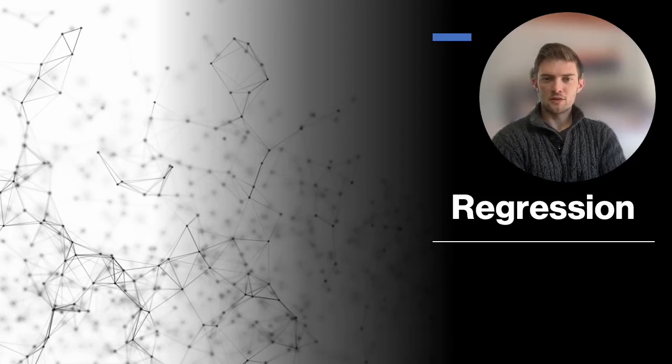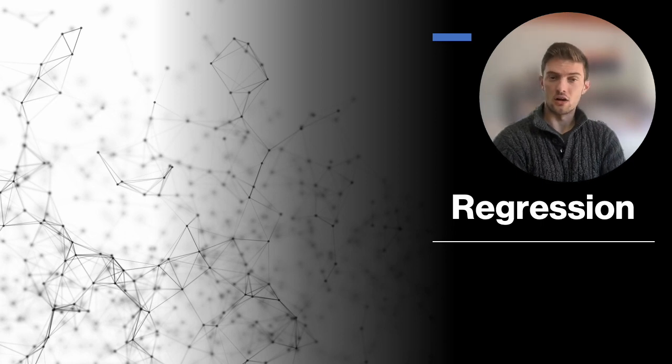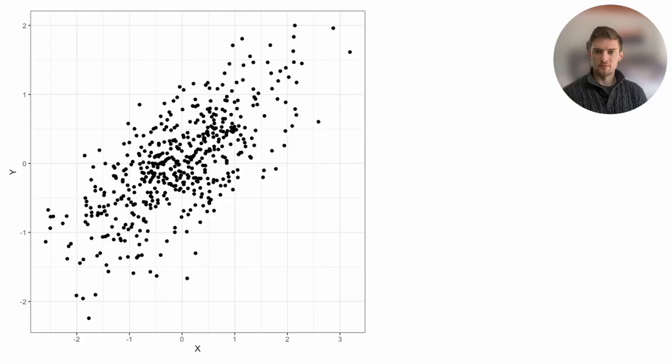Hi friends, in a previous video we talked about bivariate correlation, which is a way of trying to quantify an association or a relationship between two variables. In this video we're going to expand on that. Here's a scatter plot like from before. We can see just by looking at it that there's a positive trend or relationship between x and y.